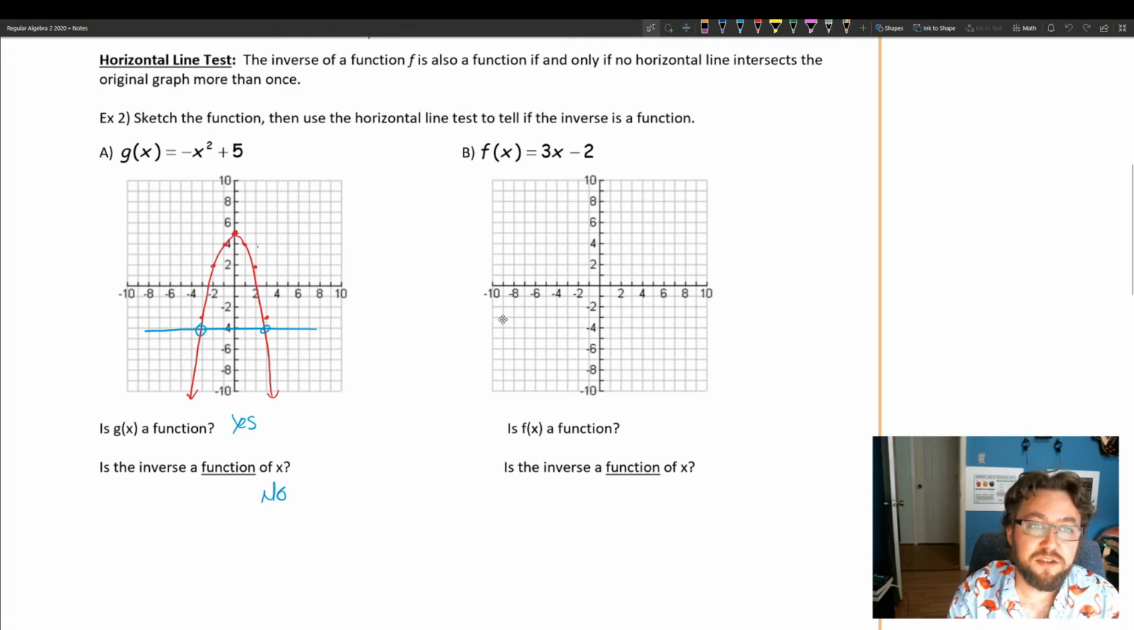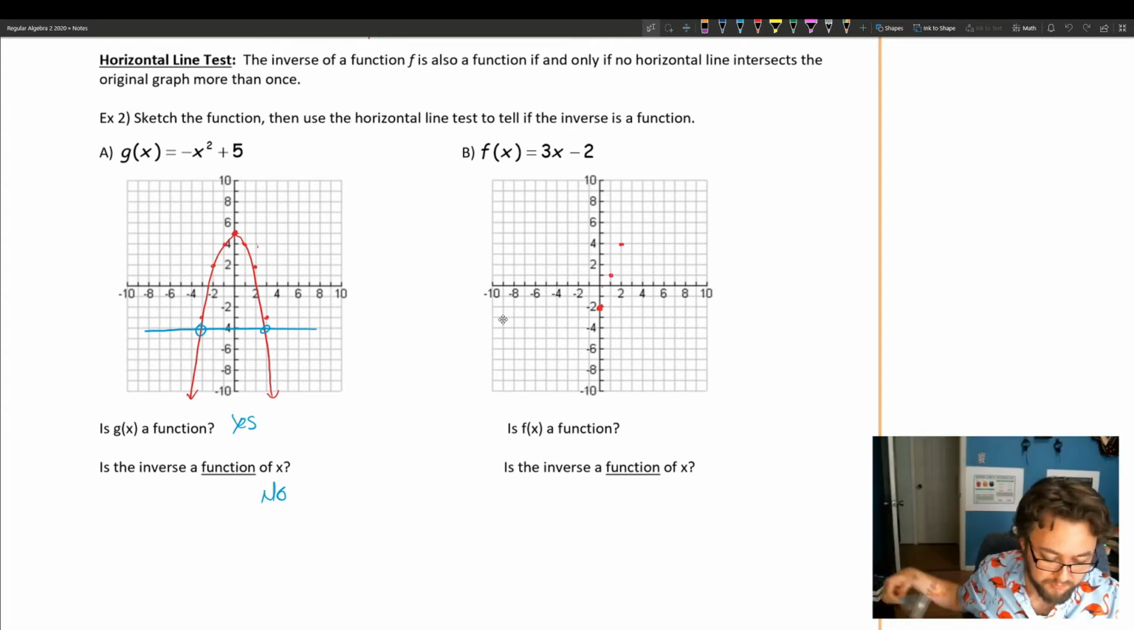Let's try it with our next one, f of x. So we're going to start our y-intercept at -2 right here. Our slope is 3 over 1. 1, 2, 3 over 1. I'll get my ruler and try to make it look relatively straight.